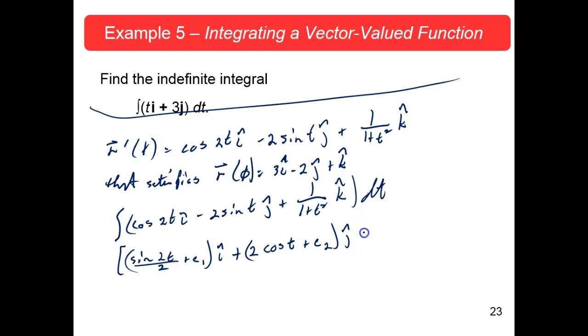Now, the third part. Any memory on this one? It would be a log of 1 plus if there was a 2t in the numerator, but there's not. Or even a t somewhere in the numerator. There's not.